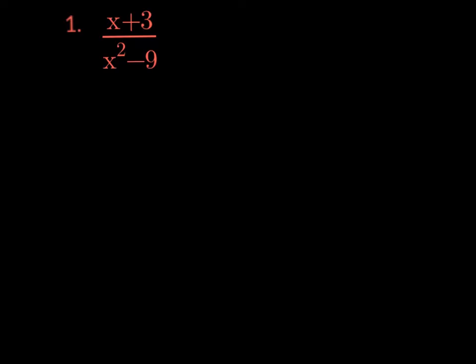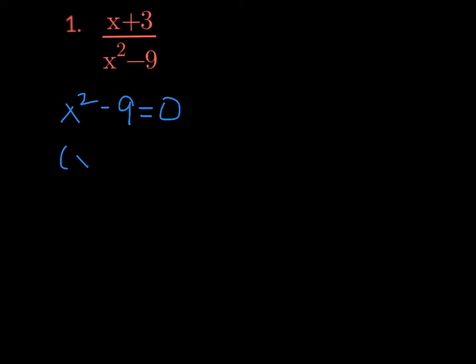So number 1 is right here, and if you look at the first step, it says to set the denominator equal to 0, and we just completely ignore the numerator. So what we're going to do is we're going to take that denominator, and we're going to set it equal to 0, because a fraction's undefined when the denominator is equal to 0. So we're going to start by factoring.